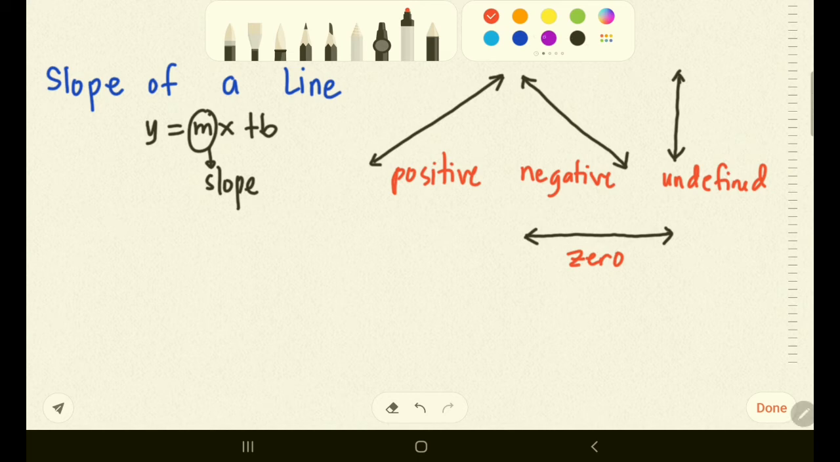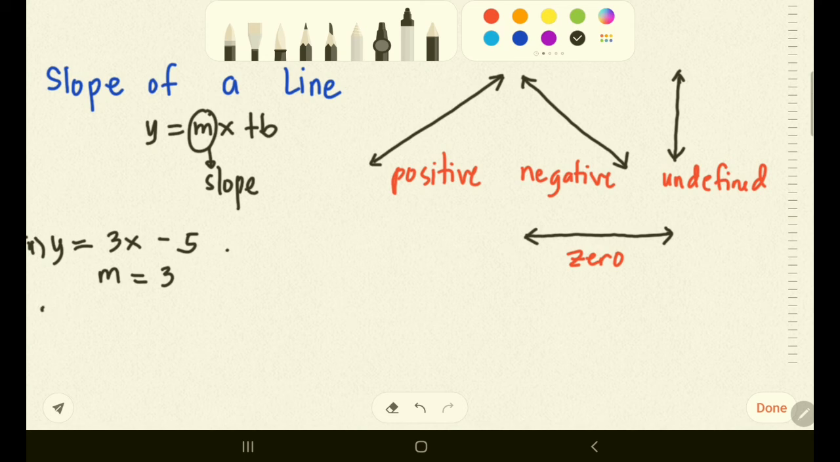Now, let's talk about how to find the slope given a linear equation. For example, y equals 3x minus 5. Very easy. Identify the form. This is in the slope-intercept form. So the numerical coefficient of x is the m, or the slope. So here, the m or the slope is very obvious: 3. This is number 1.